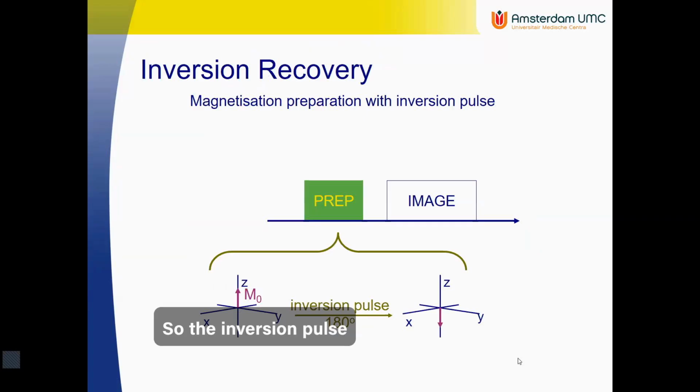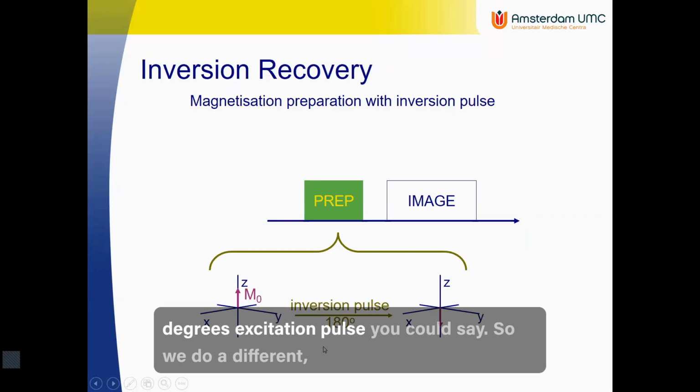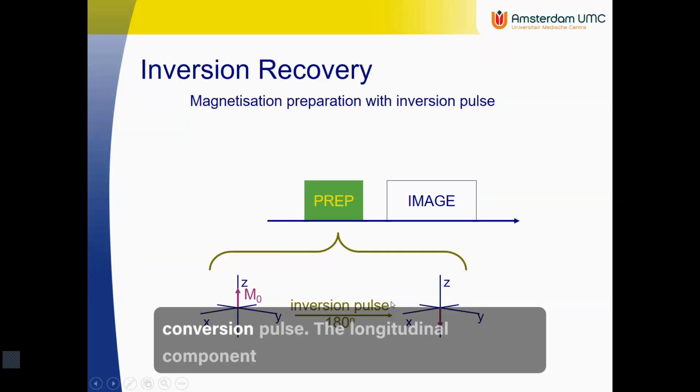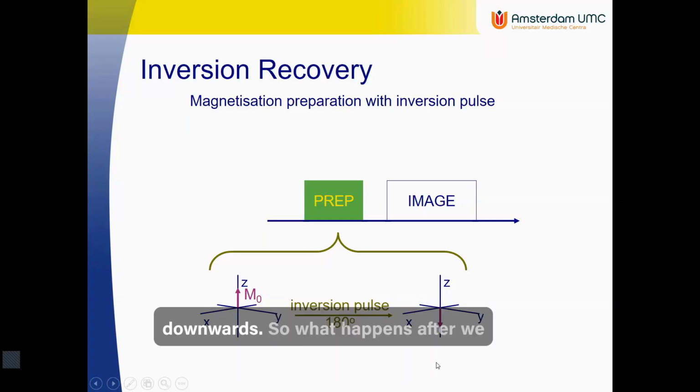The inversion pulse is a 180 degrees excitation pulse, you could say. We use a stronger RF wave, which rotates the spins all the way to the opposite direction, so the compass needles are rotated all the way against the field. As shown here on the bottom, this is the equilibrium state. Right after the inversion pulse, the longitudinal component is vertically downwards.